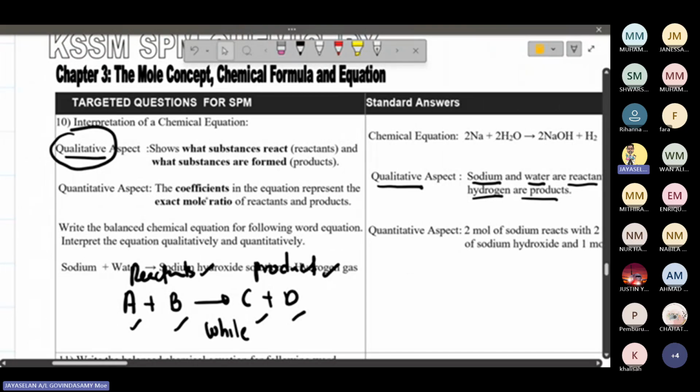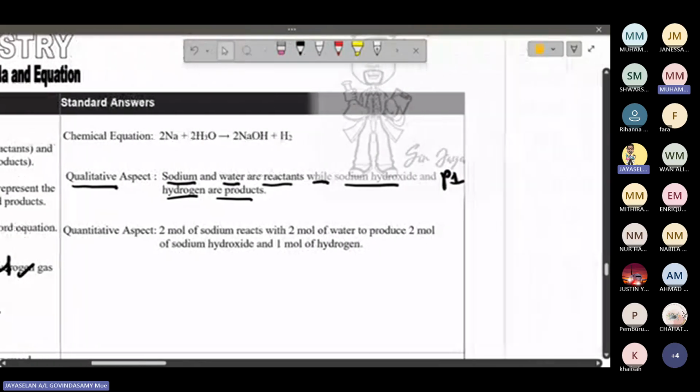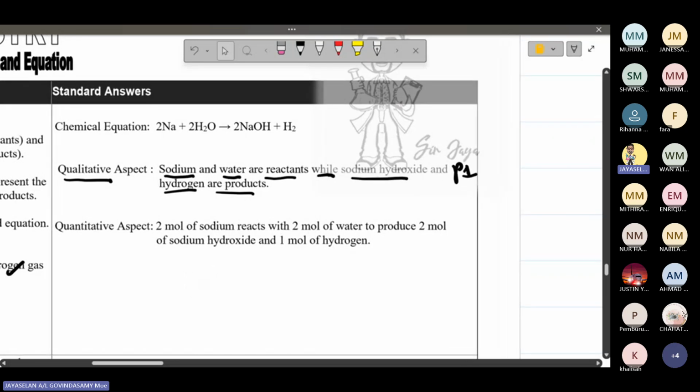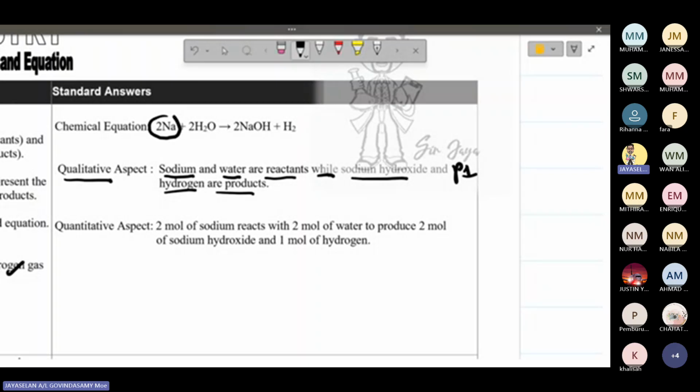Quantitatively, you see the definition. You kena bagi tahu berapa mole. Quantitative is very simple, you know. Quantity means quantity. So here in front there is a number, you take the number, 2 mole of sodium. After that, you remember this plus, you change it to react. React with how many mole? 2 mole of water molecule.